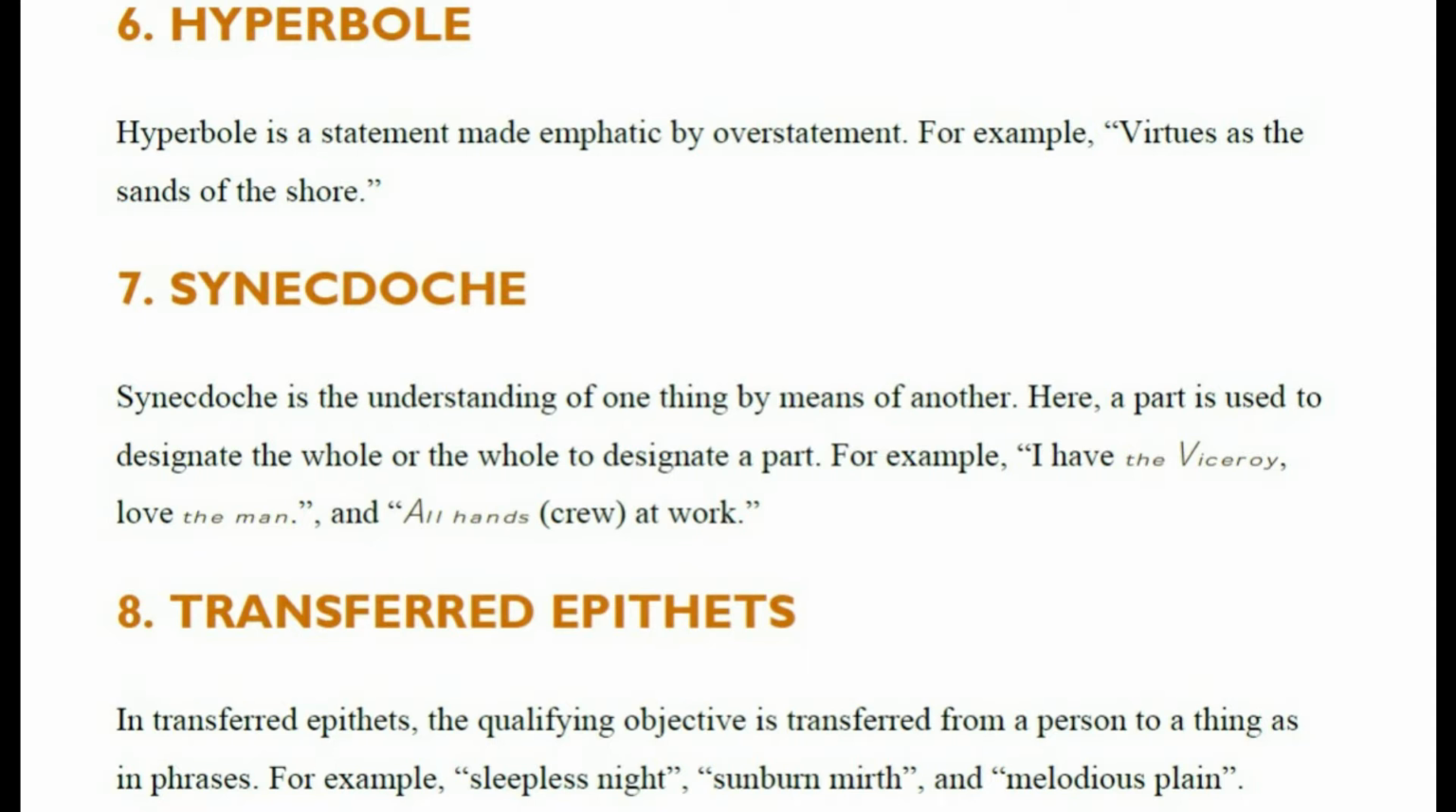Then we have the seventh one, synecdoche. Synecdoche is the understanding of one thing by means of another. Here, a part is used to designate the whole, or the whole to designate a part. For example, I have the viceroy, love the man, and all hands, that is crews, at work. So here a part is used as designated as the whole. In synecdoche, something is replaced by something referring to one of its parts, or by something of which it is a part. The other example is, till the heart of me whips to belong to the old Sunday evenings at home. So here it is a part of the body.